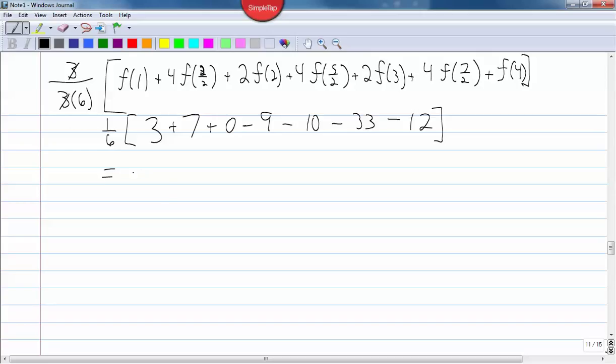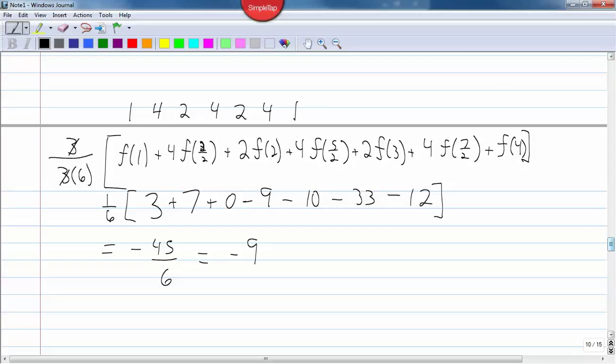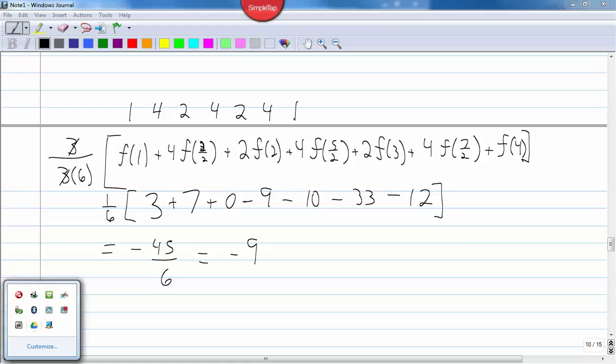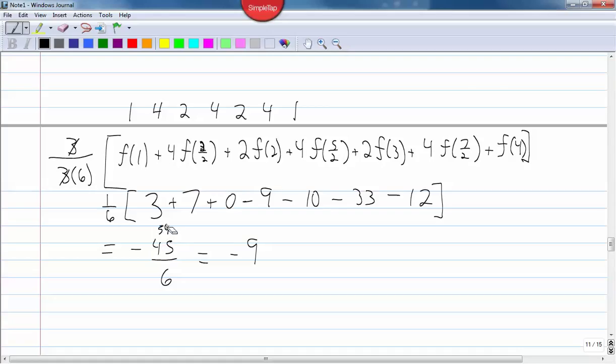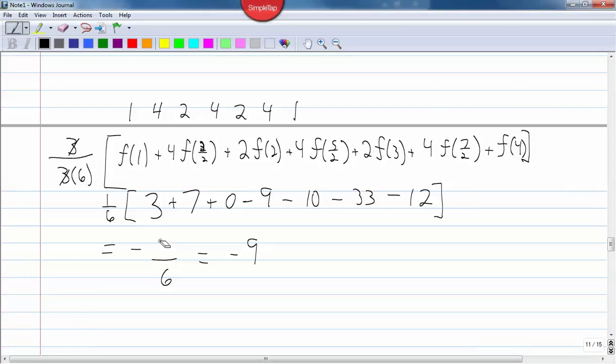Alright, so this is going to be negative 45 over 6. And that's what? Negative 9. So that gave me exactly what I wanted. Negative 9. That was what we got with the definite integral, wasn't it? Yeah. And that's what we got with Simpson's rule as well. Yeah, spot on, so much that I messed it up. I was thinking 54, but I don't feel as bad because I just wrote it down wrong. Yeah, so it is negative 9. It works out good.